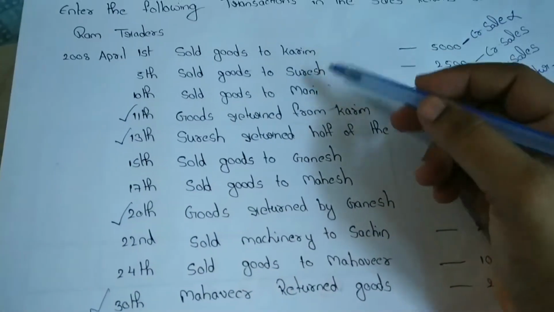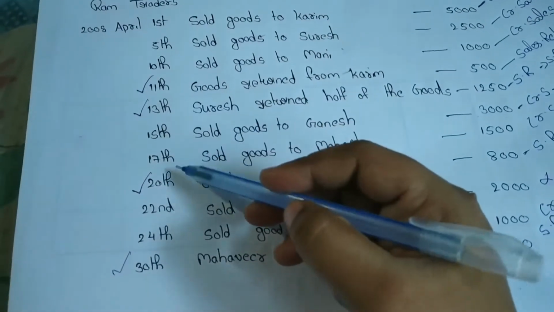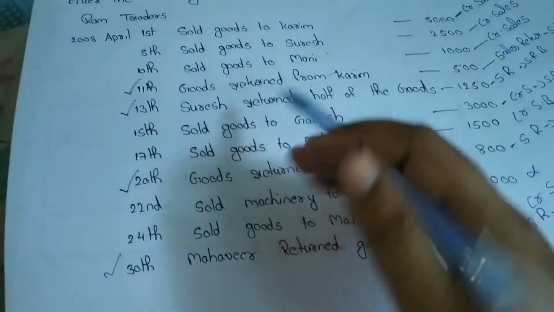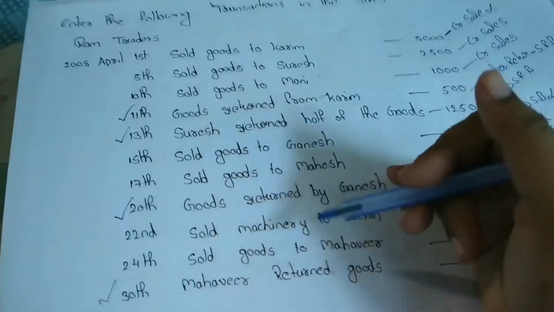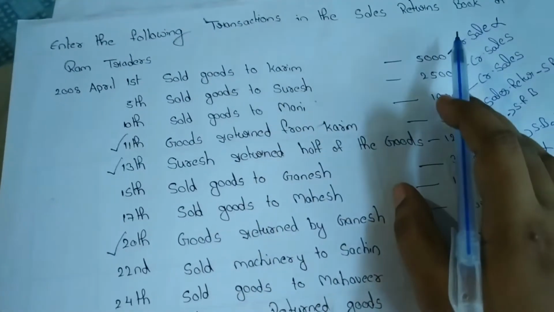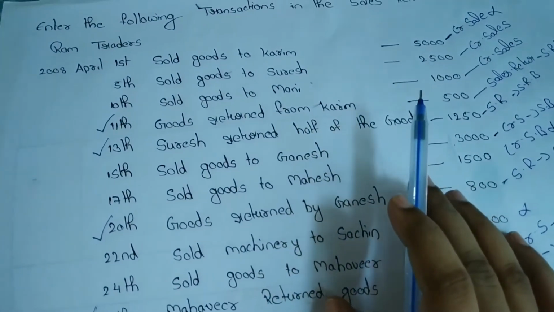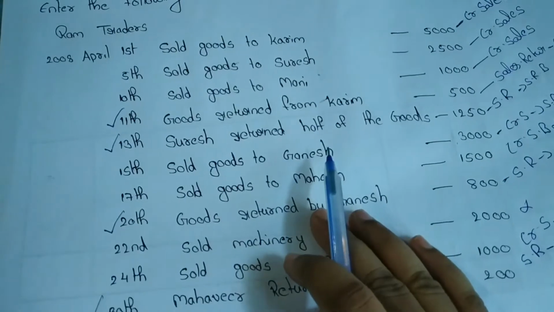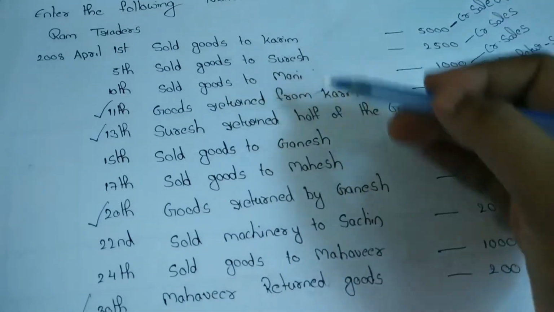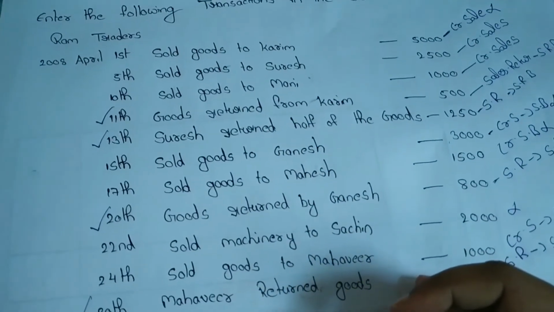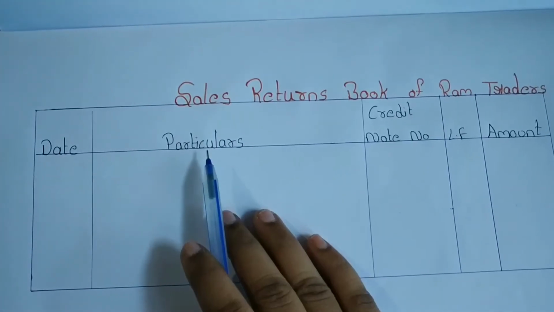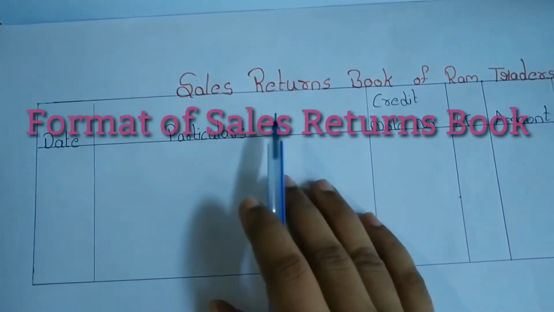So among these transactions, only 4 transactions should come under the sales returns book. And the remaining should be recorded in sales book. You already know how to prepare a sales book, right? So now we prepare a sales returns book for these 4 transactions. Okay, let's see. So this is the format of sales returns book.